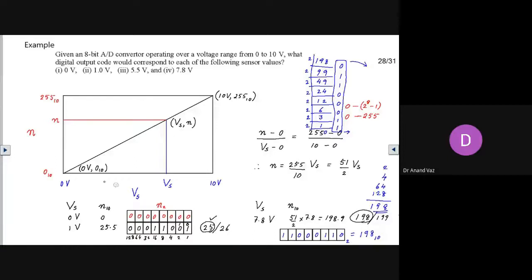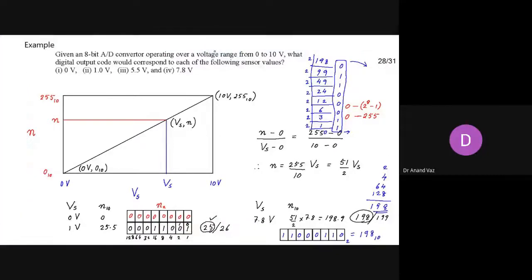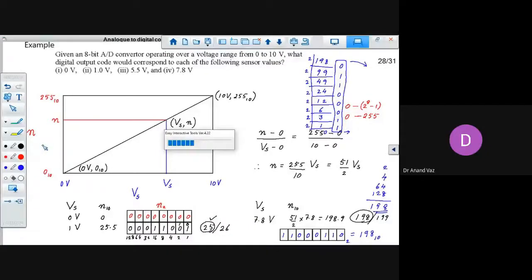So this is how you can do this problem. You can also do it for 5.5. We have just taken a few representative values. Does anyone have any query, any question so far? If you don't have, then we'll proceed with one more problem, time permits.